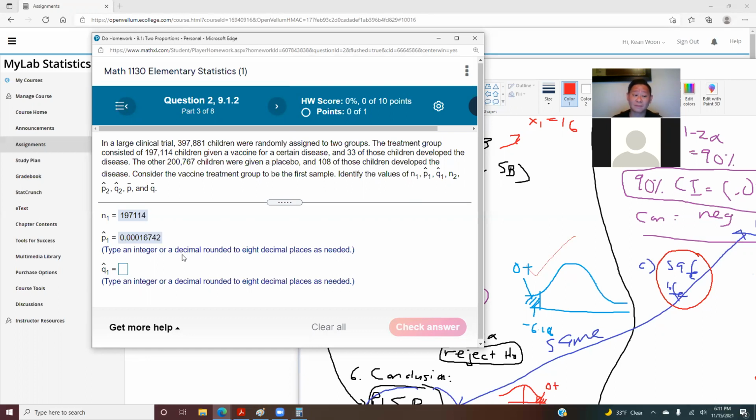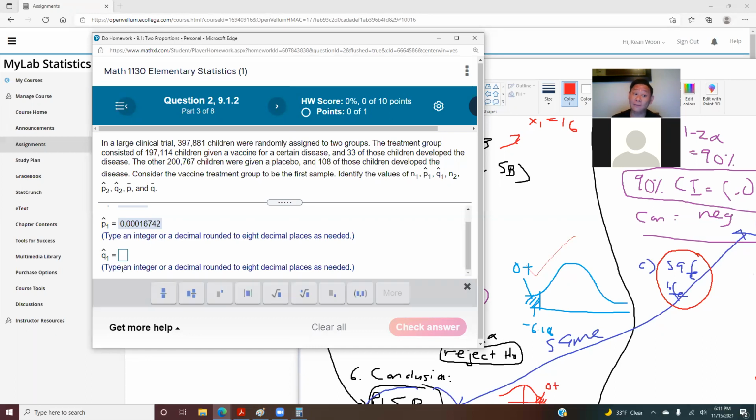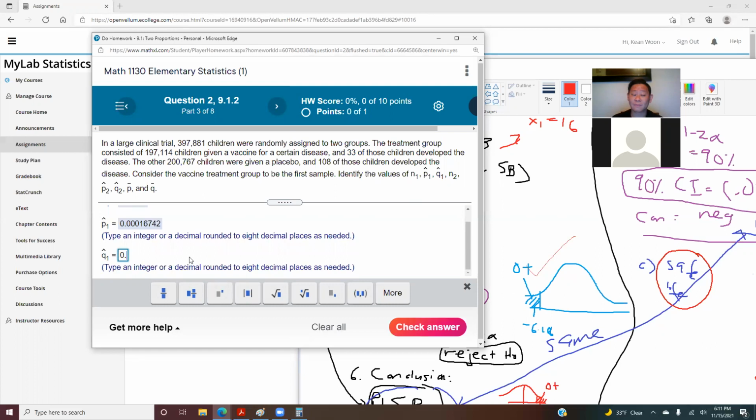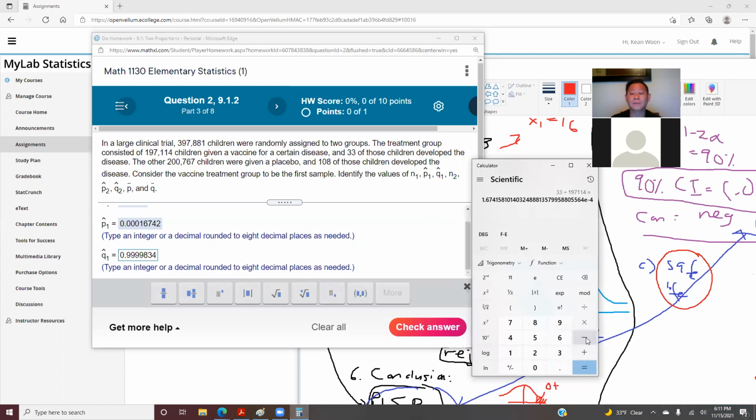I got negative 0.9. It cannot be negative. So 0.999... 1, 2, 3, 4, 5, 6, 7, 8. So 0.9999834. How many nines? 4 nines? Yeah. I see 3 lines.